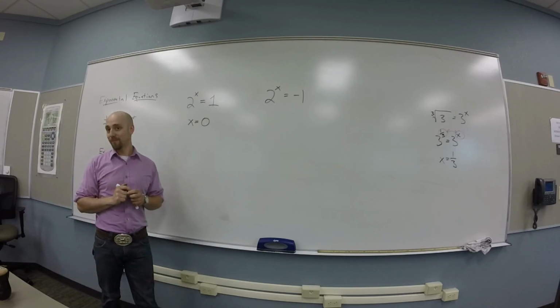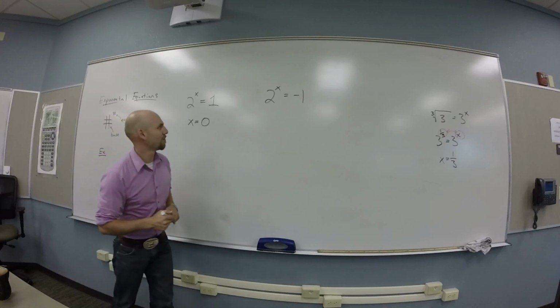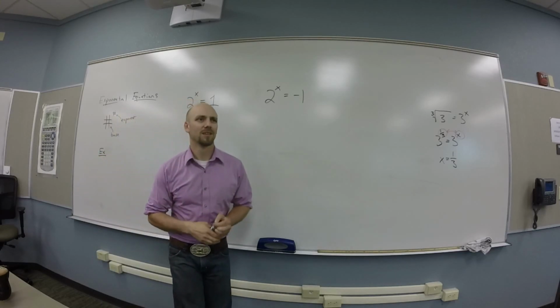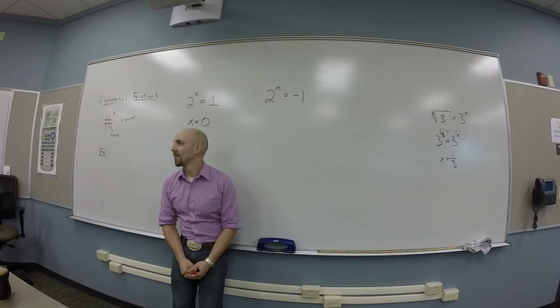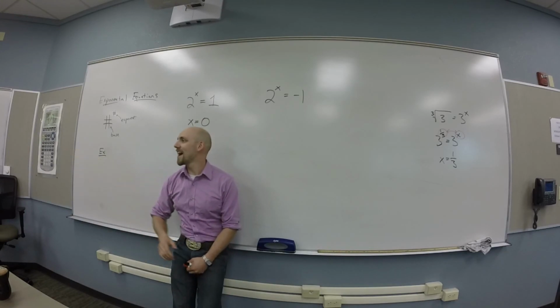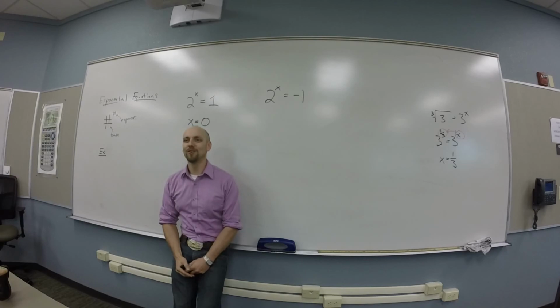Why is this? Because of the negative. Because 2 to the x is a negative number. What do I mean by this? 2 multiplied by itself is a negative number. How many times do you multiply 2 together to get -1? Not a lot. You kind of can't, right? You guys see that? It's a toughie.